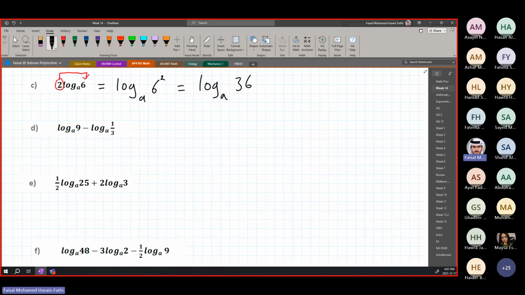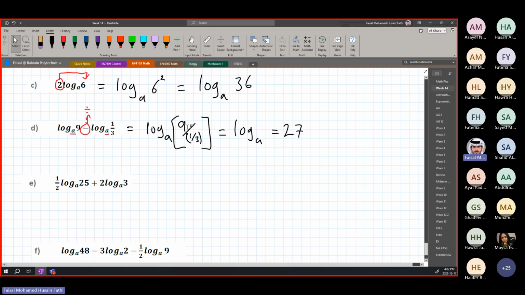So we have log. First of all, is it the same base? Same base. Perfect. This is equal to, we have minus, this becomes division. Log base A of 9 divided by 1 over 3. Then log of A is equal to 27. Obviously, just put this in the calculator and it will solve it for you.